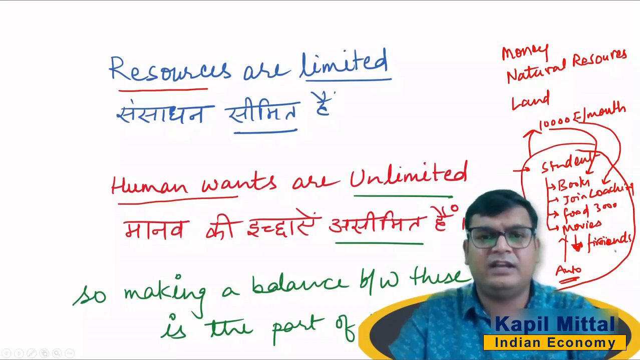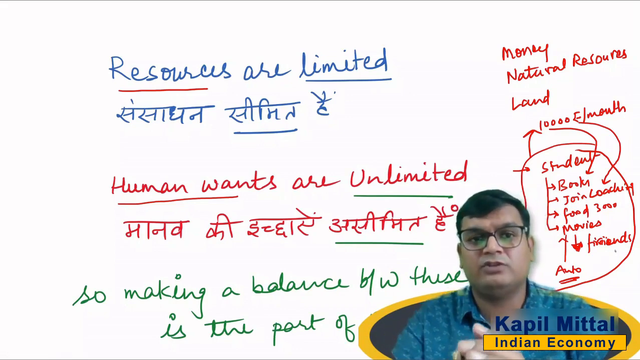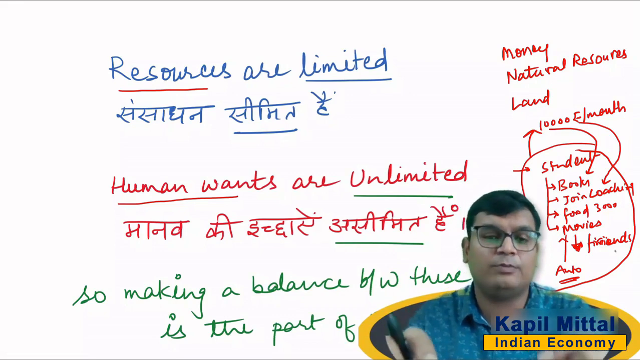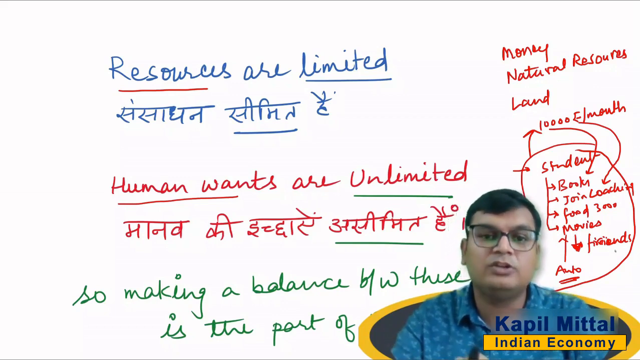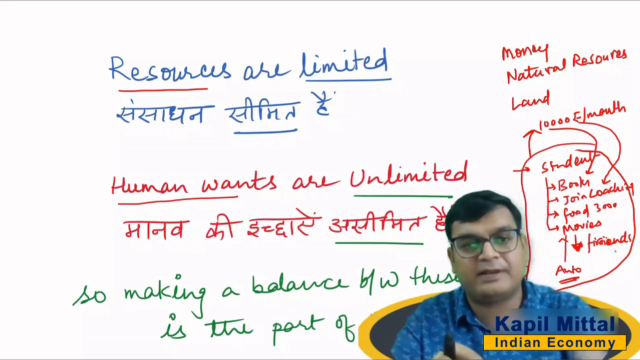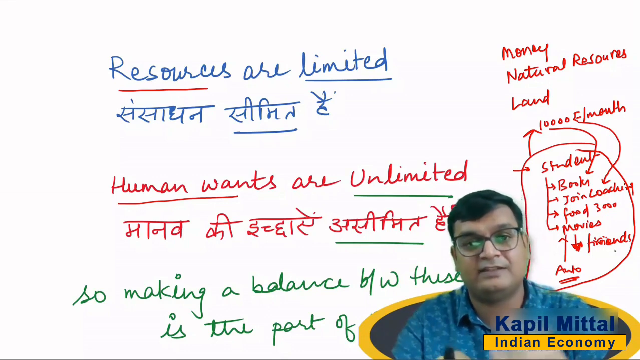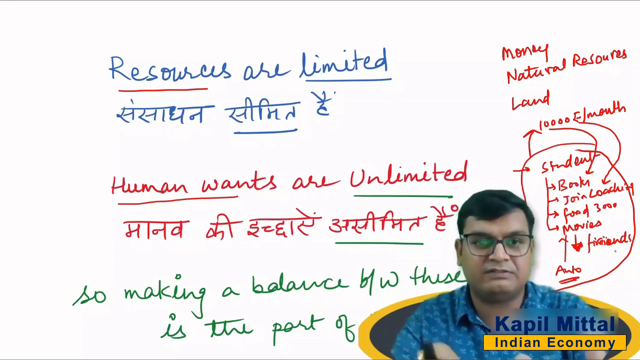Now we will understand who the economic agents are. Economic agents means those individuals or institutions which take economic decisions. Economic decisions means what to produce, what to consume, how much to produce, how much to consume, at what prices to purchase, or at what prices to supply the goods or services.